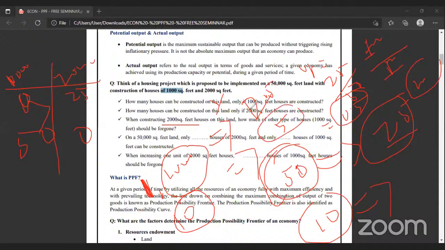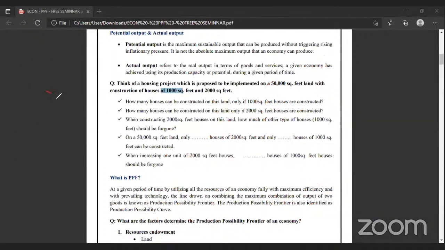Who asked the question? If they ask what is the opportunity cost of producing 1,000 square feet houses, 10 houses, how many 2,000 square feet houses are sacrificed? 5. If they ask it that way, you have to calculate the marginal opportunity unit cost, right? Now here it is asked the other way around.